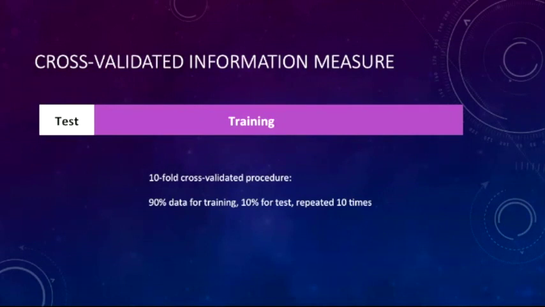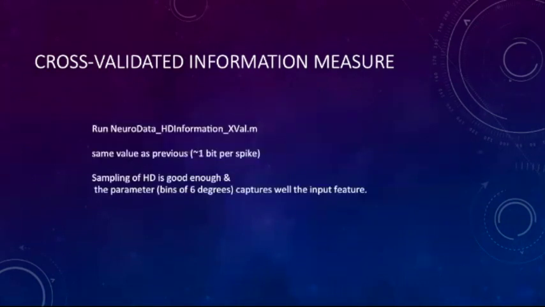And you do it for the first 10%, for the other 10%, and so on. You do it 10 times. You average your values, meaning how well your model is doing, and that will give you a good idea whether this cell is actually a head direction cell in this particular case or not. So if you run this MATLAB code, this is exactly what will be done, again, in the case of a head direction cell.